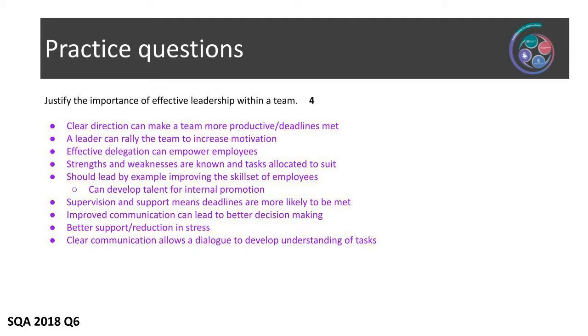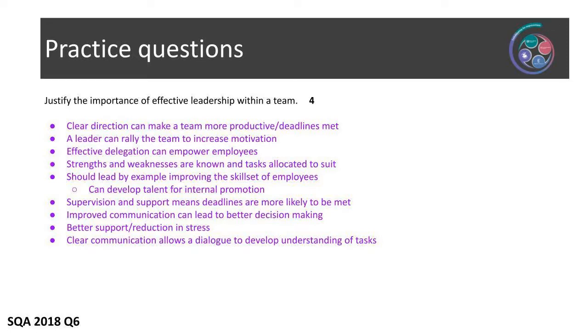And there's certainly some strengths and weaknesses to knowing about team members to make sure that the right effective delegation is happening. So you might be able to make a for or against point there, because obviously, if you know someone is weak in something and the leadership makes a mistake there, then of course that could have a negative impact upon the team. They should hopefully lead by example and improve the skill set of employees, and that gives them the opportunity to develop talent for internal promotion. If we're building people's skill sets, having effective leadership will also mean that supervision and support means that deadlines are more likely to be met.